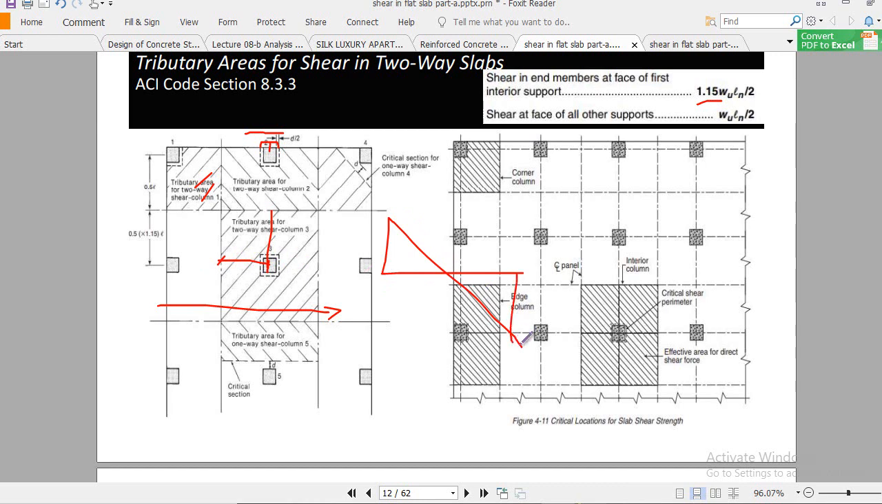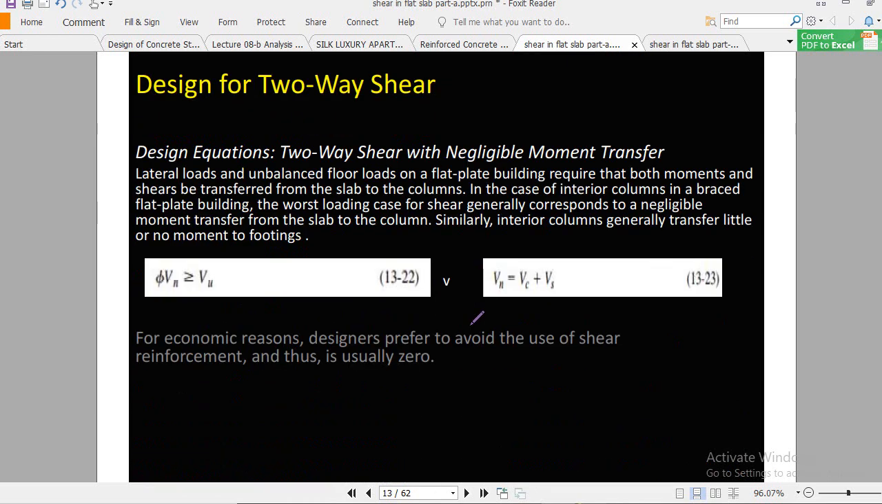So you see that at first support we consider the shear at a distance 1.15, 15% more as the shear value right here, okay? So you can go for this, 0.5 times 1.15 for the case of this first interior support. Clear? Now this is the design criteria.